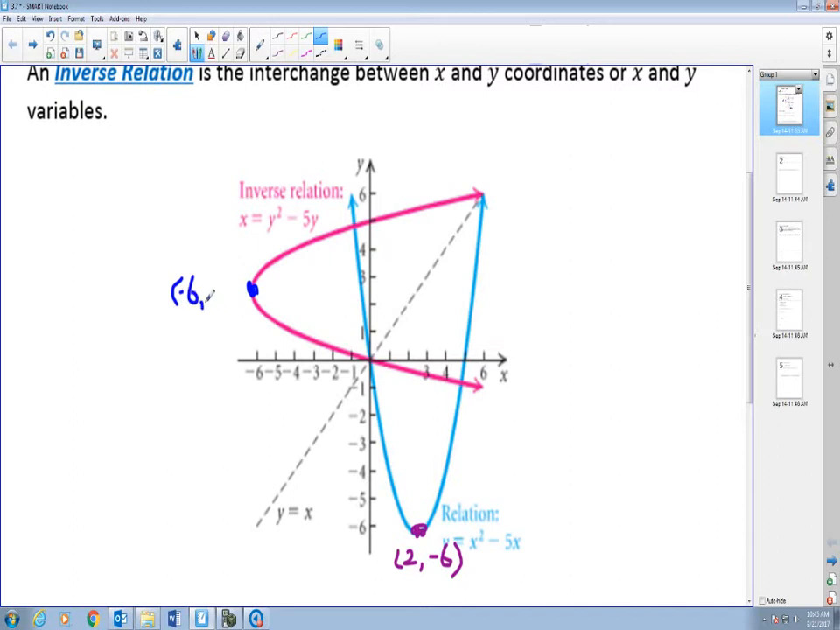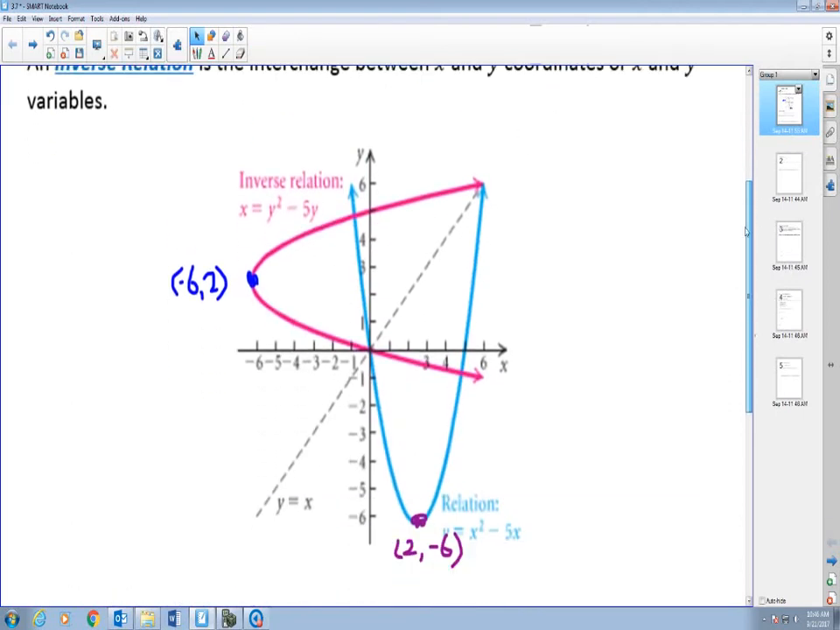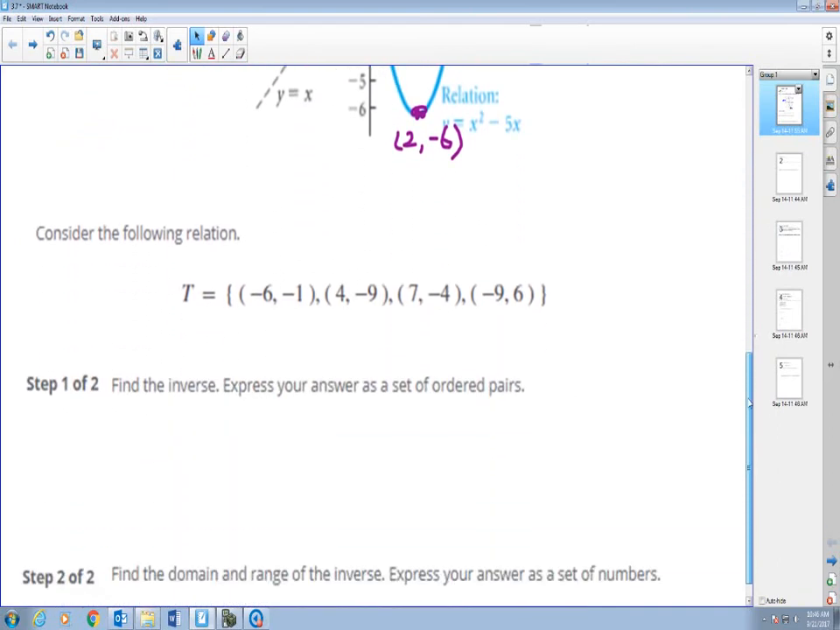That'll be (-6, 2). So this whole entire blue parabola, if I interchange every single coordinate between the x and y, then I will end up with my inverse relation, my pink parabola, open to the right. Now make sure you understand that the pink parabola is actually not a function, because the vertical line test shows it will intersect at two different places. So keep that in mind. Interchange between the x and y coordinates or the x and y variables.